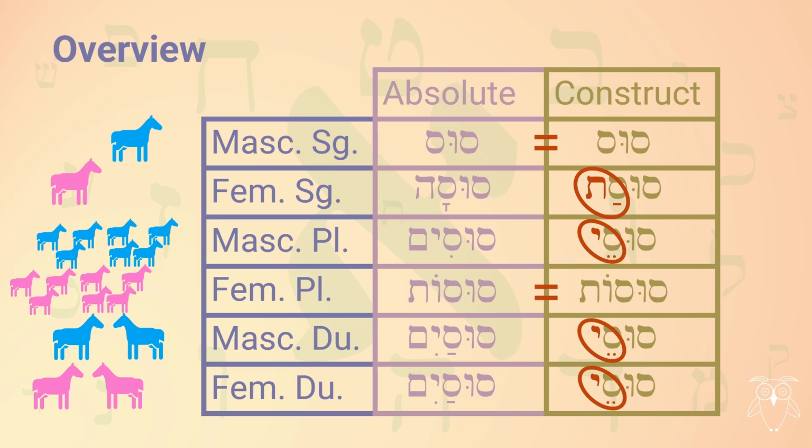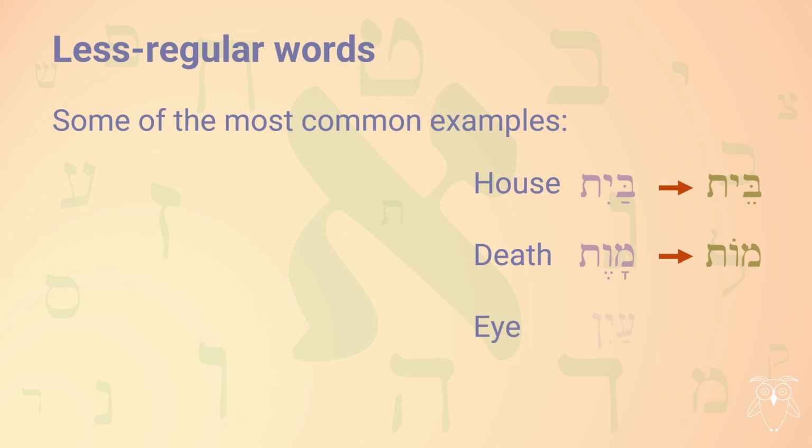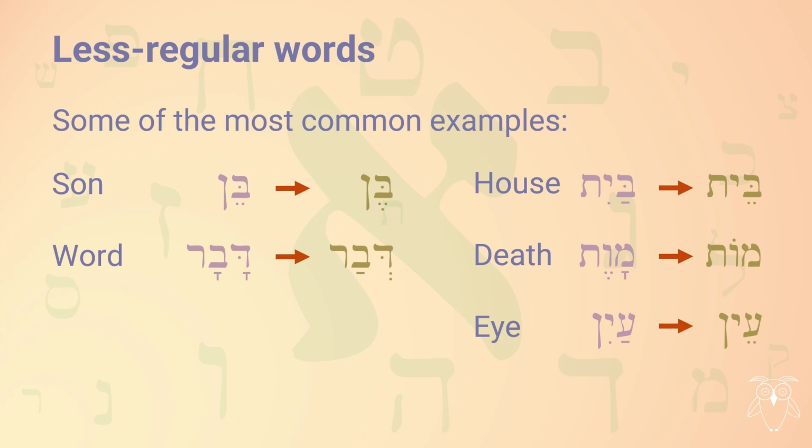There are some other nouns that are irregular, or groups of nouns that stick together and follow a similar rule. Here are some examples, and I'm going to use some of the most common words. Here, look at these examples. House, bayith, to beth. Death, maweth, to moth. Ayin, to ein. You see what's happening here? You go from having two vowels to a single one, so essentially you make the word a little shorter, even if the vowel becomes longer. Speaking of becoming shorter, son, ben to ben, word, davar to devar.